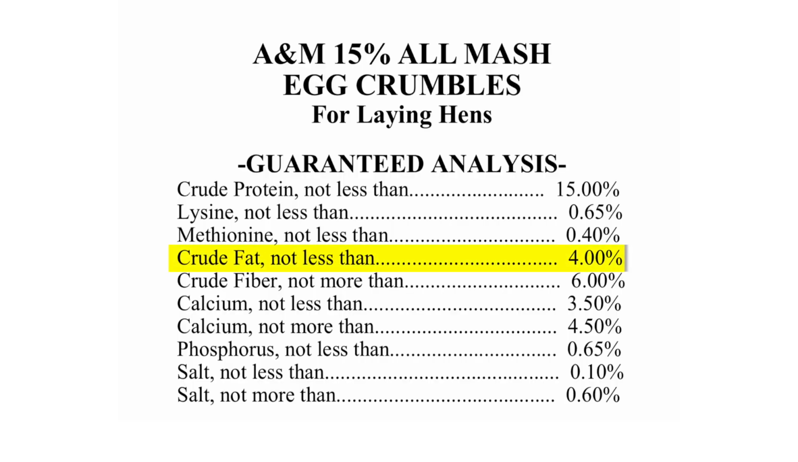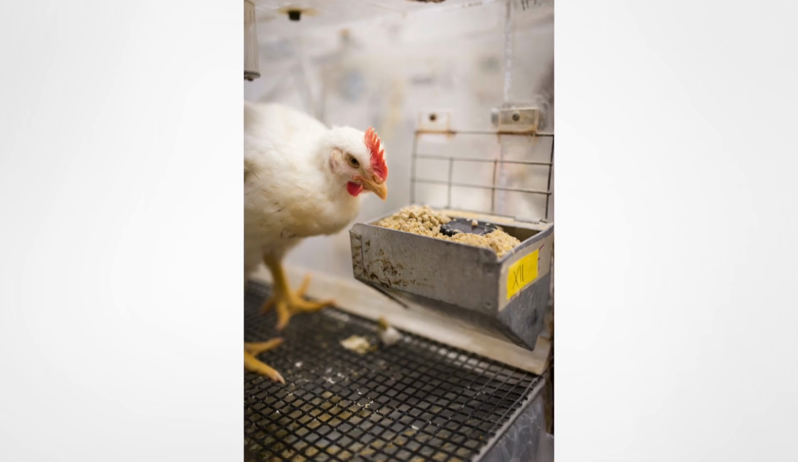Followed by crude fat. We talked about our fat source that's in the ingredients, that vegetable oil. Calcium and phosphorus are in there as well as important mineral sources. The vitamin and mineral package that they include will have these in it and will fulfill those portions of the ration for that particular age of bird.